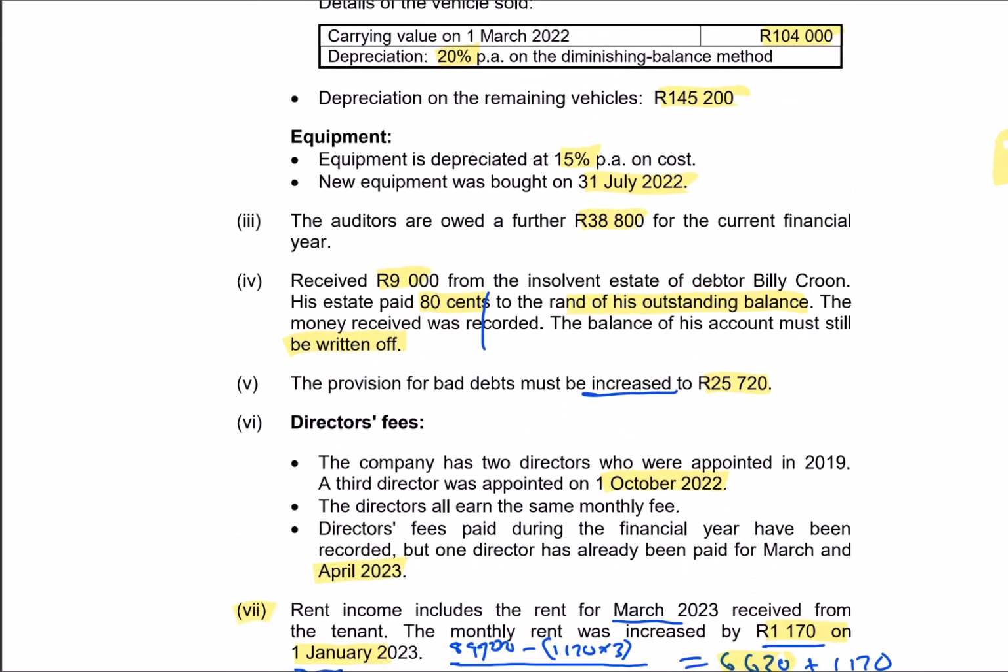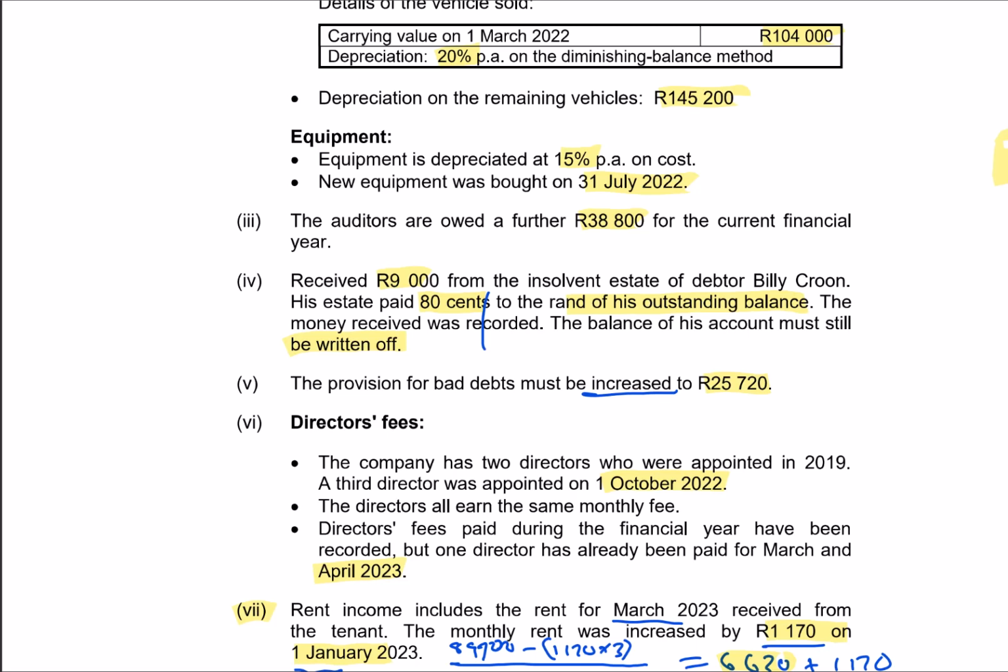it says here the company has 2 directors who were appointed in 2019. Verified third director was appointed on 1 October 2022. Right, the directors owe in the same monthly fee. Directors' fees paid during the financial year have been recorded, but one director has already been paid for March and April. That means there is a prepayment as well for the director's fees. Right, so we need to remove that.